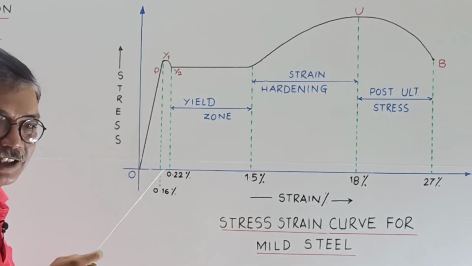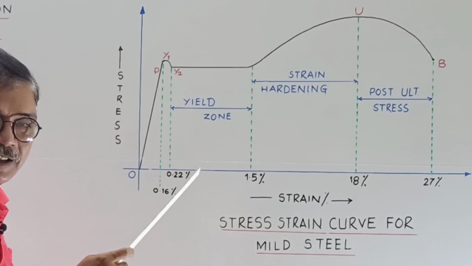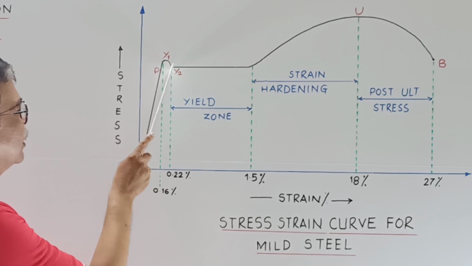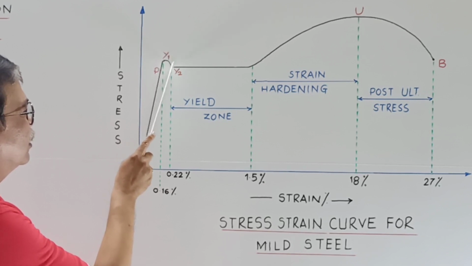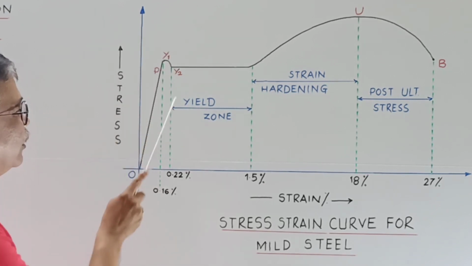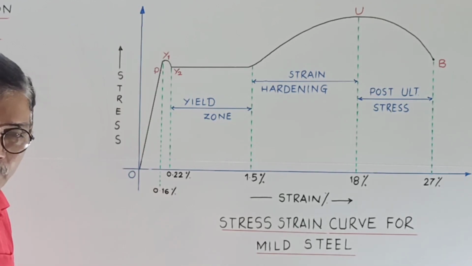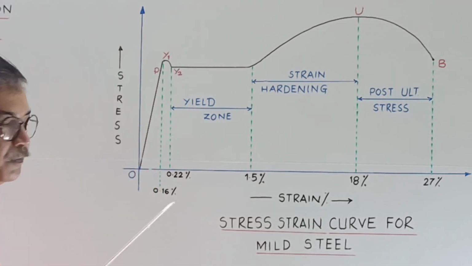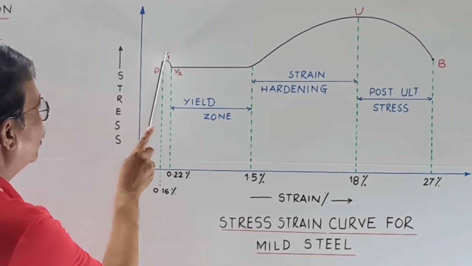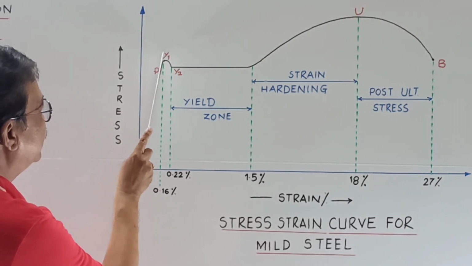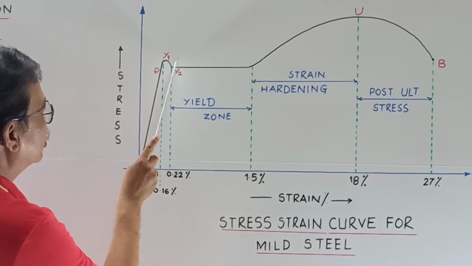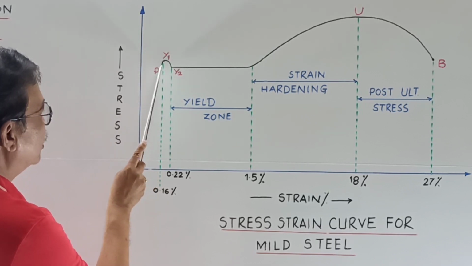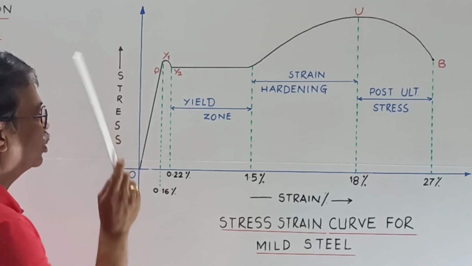As load increases, strain does not, that is, it is constant for a small period and it goes to a lower value. This is the lower yield point. Stress corresponding to Y1 is upper yield stress. Stress corresponding to Y2 is lower yield stress. Stress corresponding to P is proportional limit.